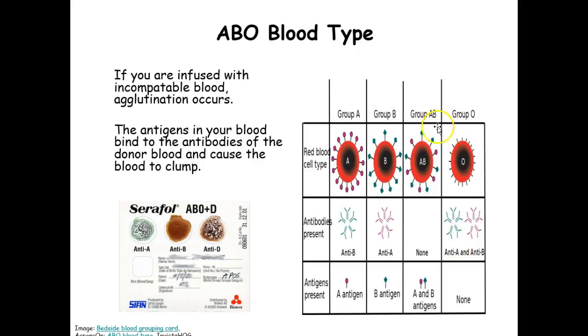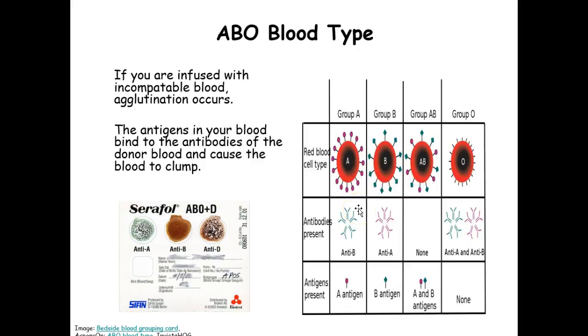So when we talk about these two groups in particular, we talk about AB being the universal recipient, because they can take blood from A, B, and O, and we call O the universal donor, because they can give it to AB, B, and A.